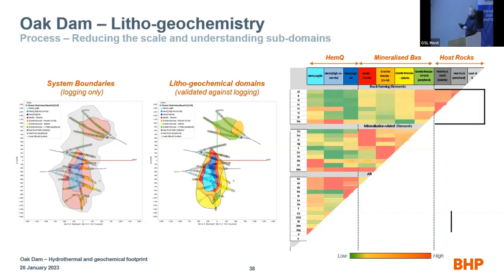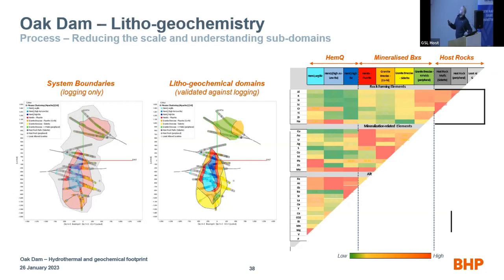So we would try to use our imagination now. The host rocks will be enriched in rock forming elements, right? There'll be a big green zone here on the mineralization elements and alteration elements. Some of these elements that have been highlighted here refer to siderite. So you've got carbon and some manganese and magnesium.